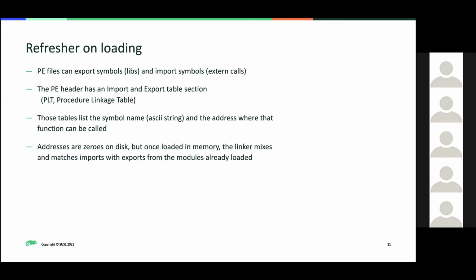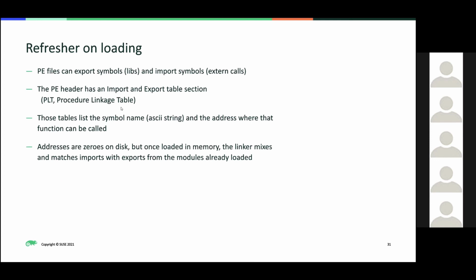So how to do this? I'll do a little refresher on dynamic loading. PE files, which is the file format of kernel modules, have export symbols, which are usually used for libs, and import symbols, which are for external calls. The PE header has an import and export table matching those two things. This table is sometimes called the PLT, procedure linkage table.